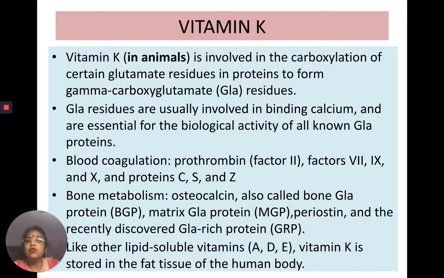Vitamin K in animals is involved in the carboxylation of certain glutamate residues in proteins to form gamma-carboxyglutamate residues, that is GLA residues. GLA residues are usually involved in binding calcium and are essential for the biological activity of all known GLA proteins, like the blood coagulation proteins prothrombin, that is factor 2, factors 7, 9, 10, and proteins C, S and Z. Then bone metabolism proteins, that is osteocalcin, also known as bone GLA protein, matrix GLA protein, periostin, and the recently discovered GLA-rich protein. Like other lipid soluble vitamins A, D, E, vitamin K is stored in the fat tissue of the human body.